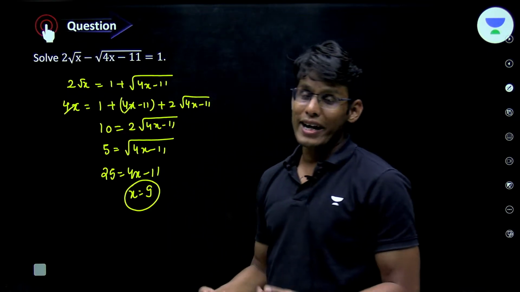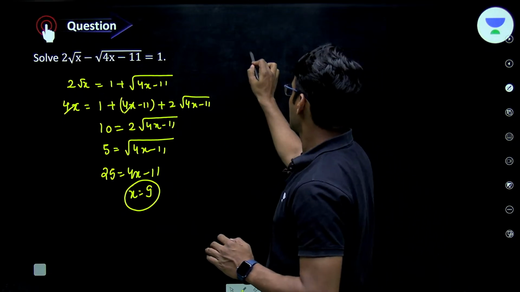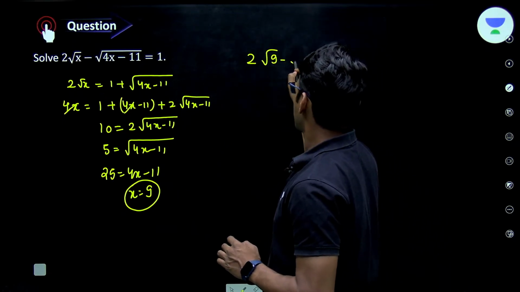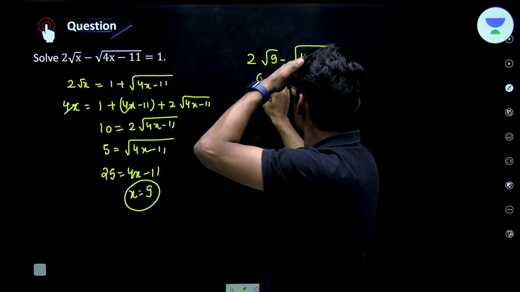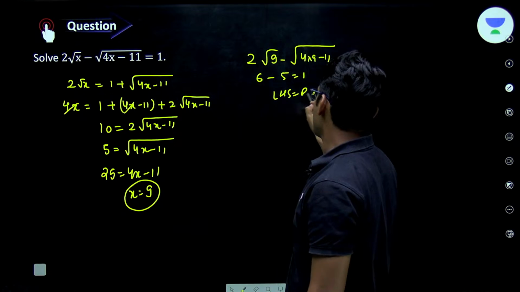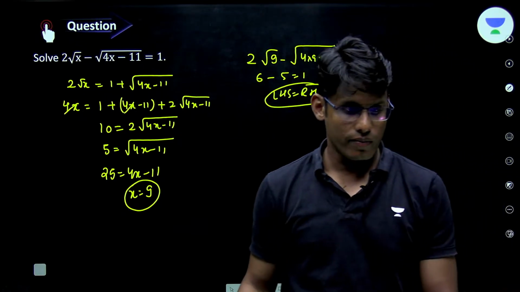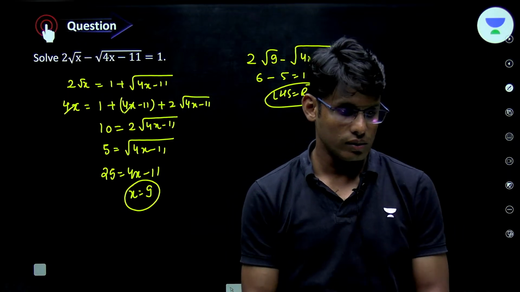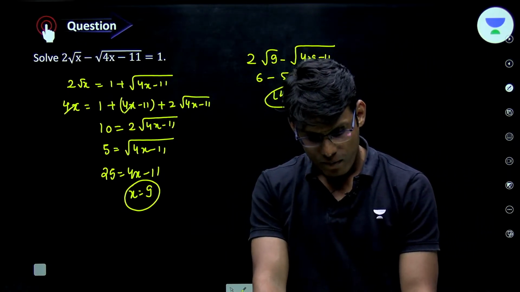Now, since you have squared it multiple times, you need to check back the answer. Just check it. 2 times root 9 minus under root of 4 into 9 minus 11. So, this is 6 minus 5 equals 1. LHS equal to RHS, answer is verified. So, you will accept this solution. Got it, guys? Am I making absolute sense?